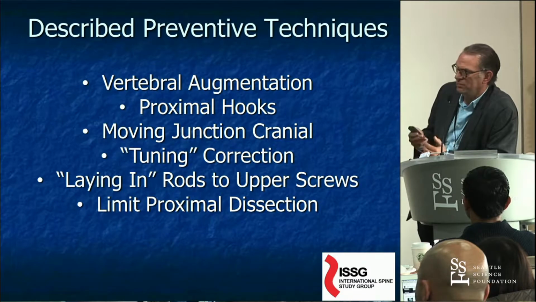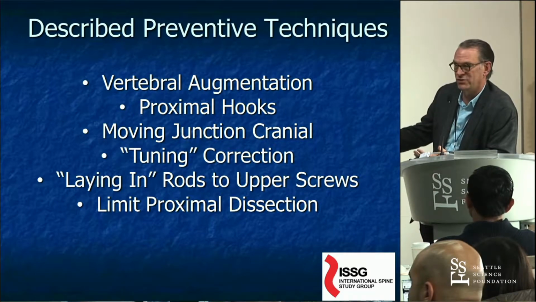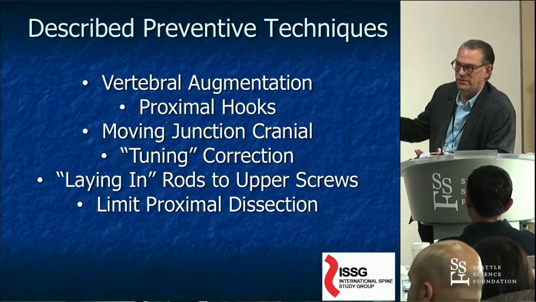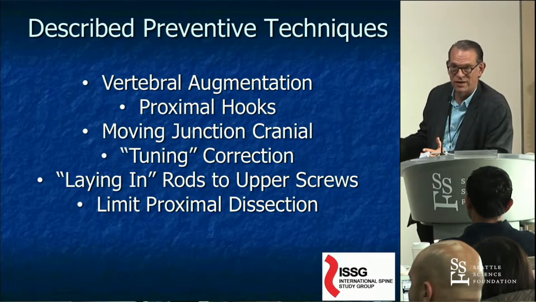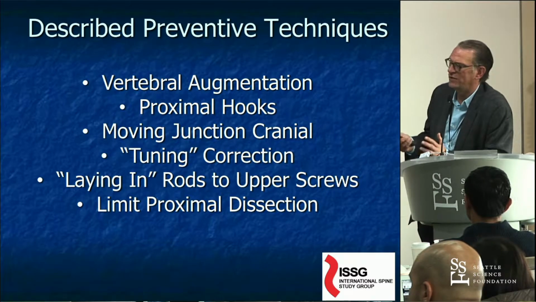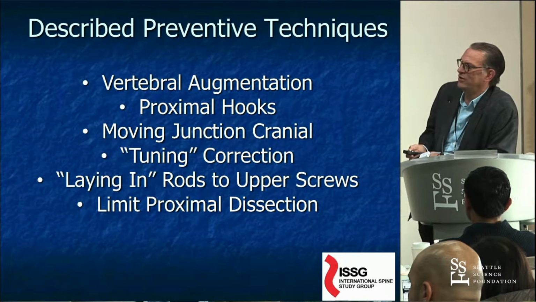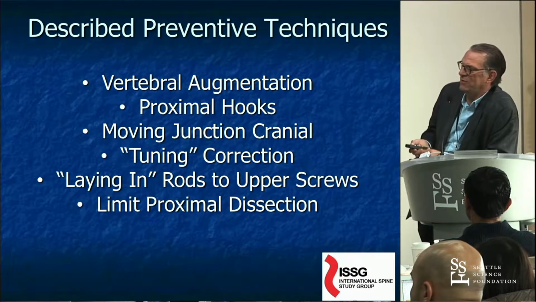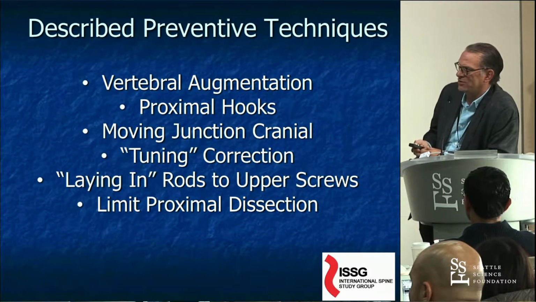In my mind, that amount of additional surgery, going to T4 or T3 or T2 just to prevent notions of proximal junctional failure, I think it's a lot. So I'm not sure it's an effective preventive mechanism. Tuning the correction, I think, is something that we need to pay close attention to, and we're getting better at predicting what we need for sagittal realignment.